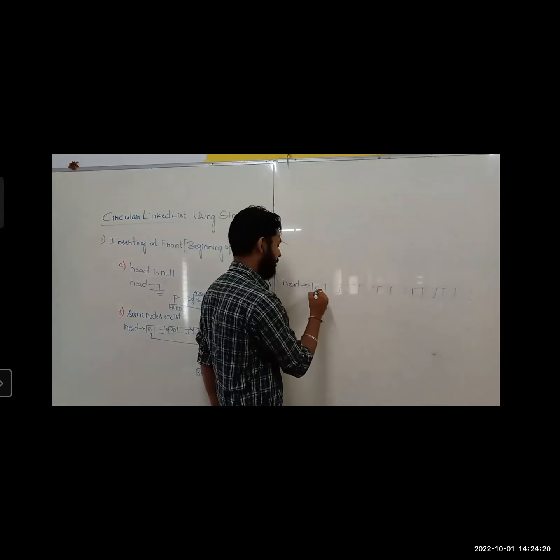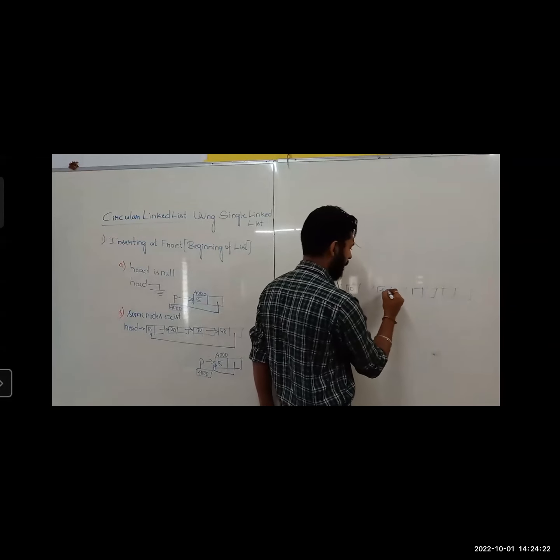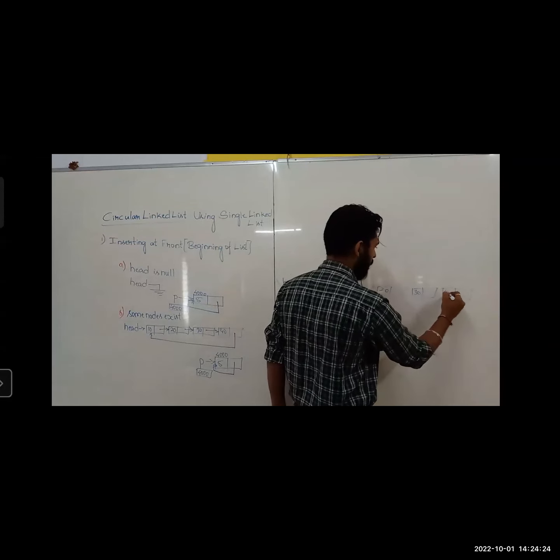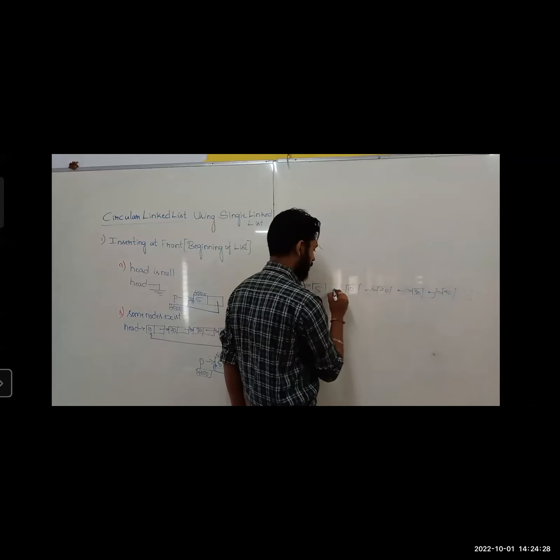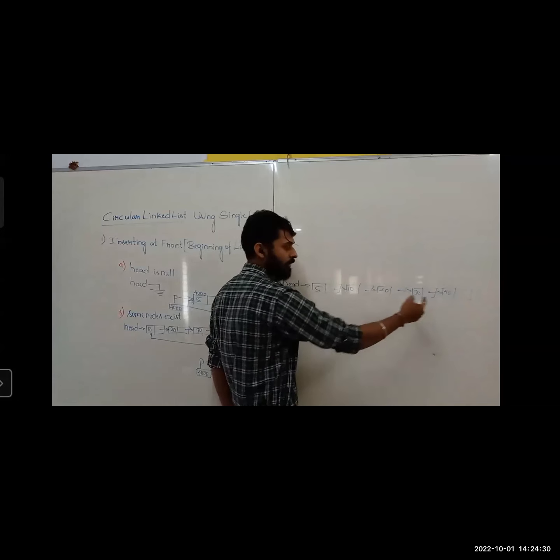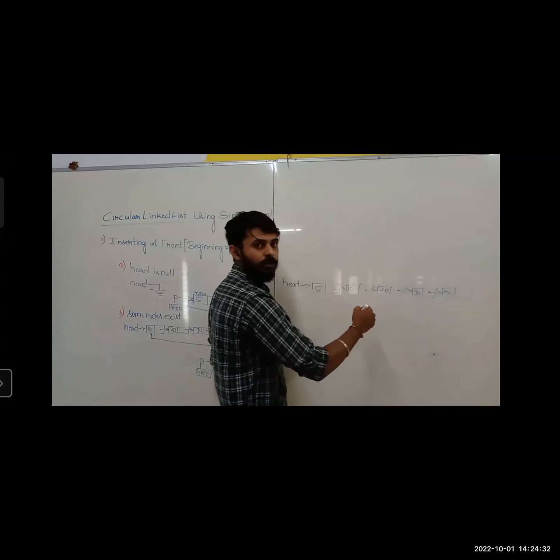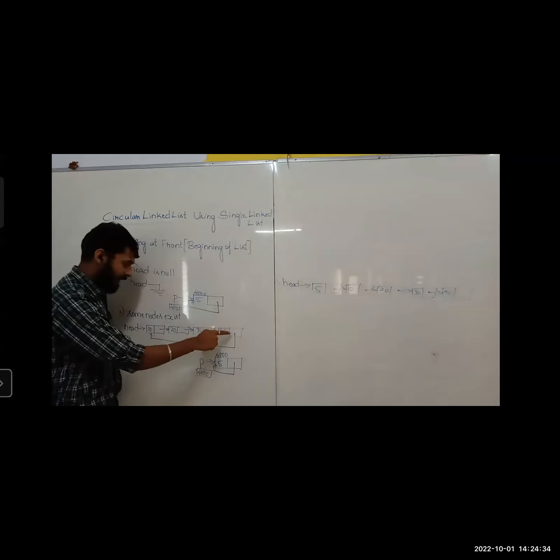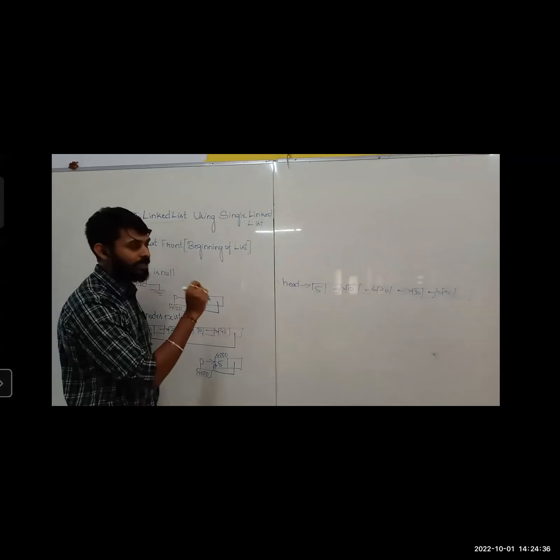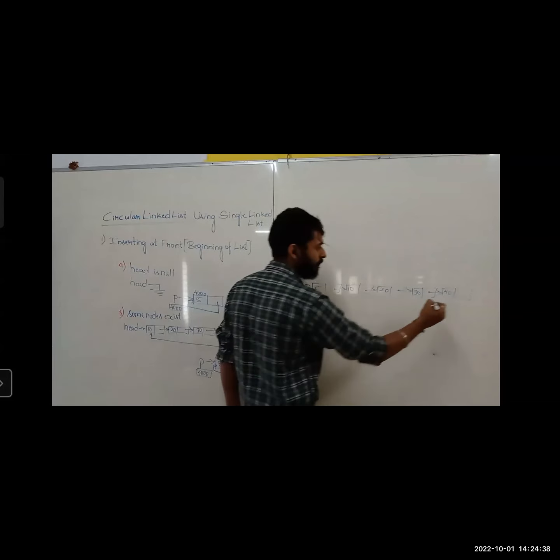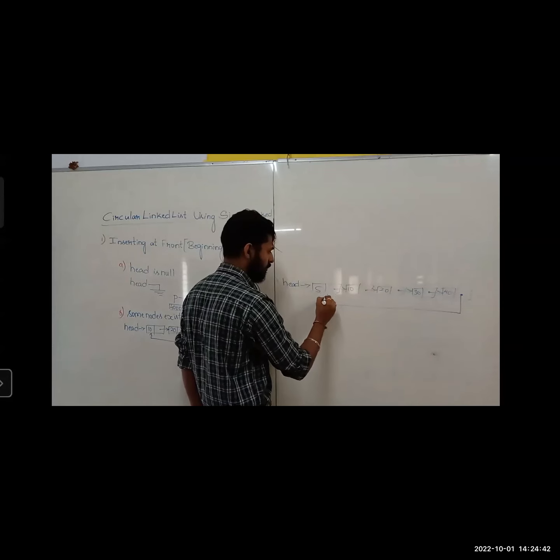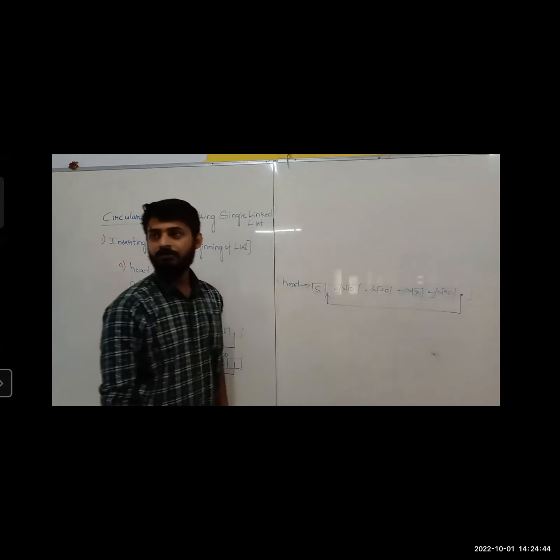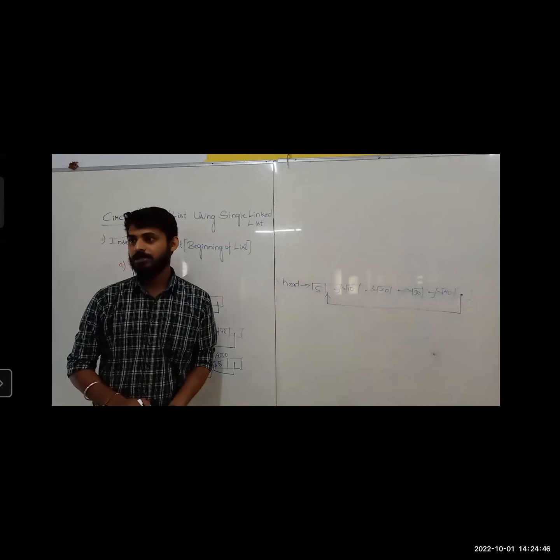Here will be your 5, 10, 20, 30, and 40. This is pointing to here, here, here, here. And now this one should be pointing to where? Till now, 40's link is pointing to 10. Now 40's link should point to where? 5. Not 5, the node where value 5 is present.